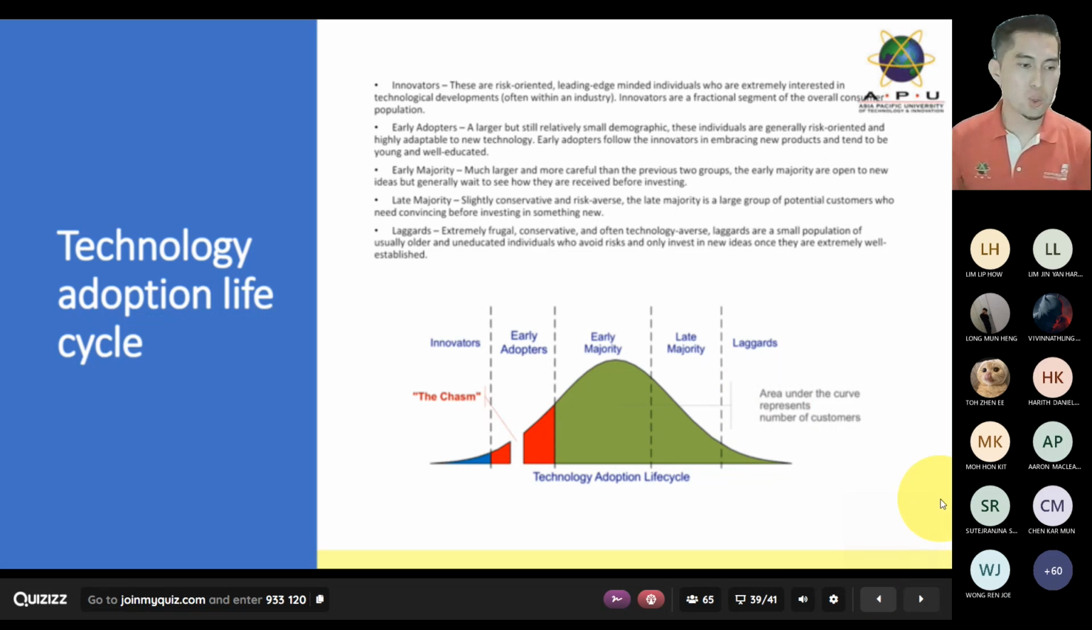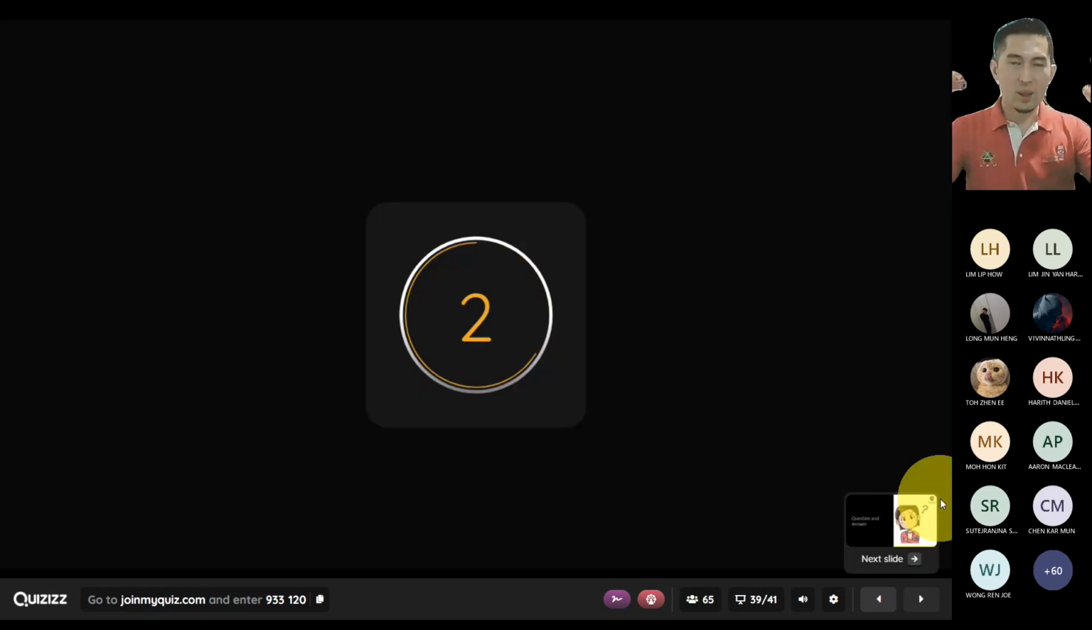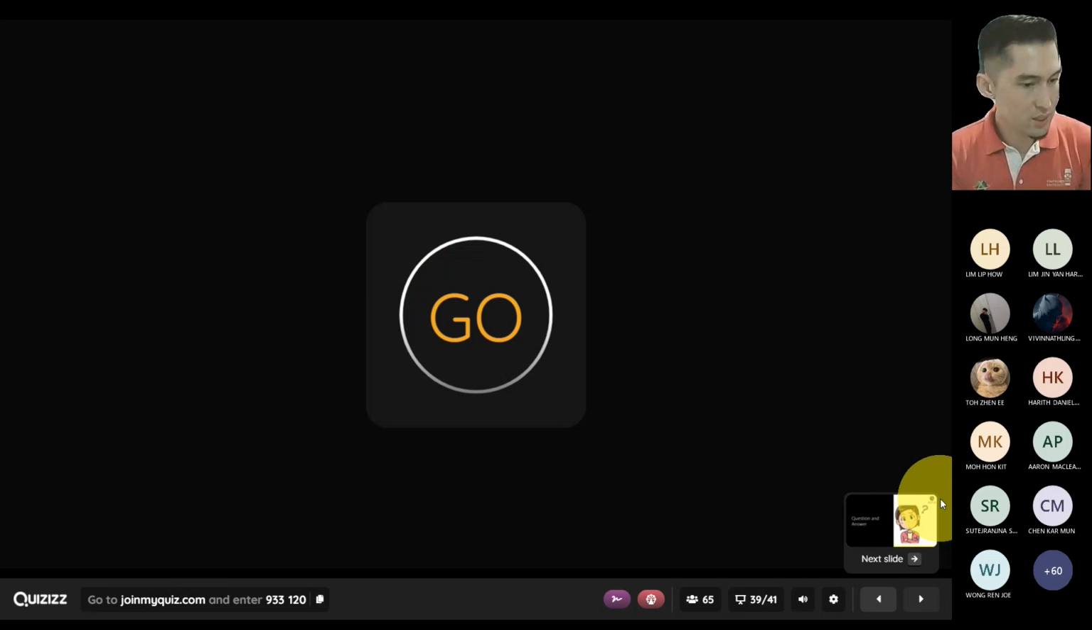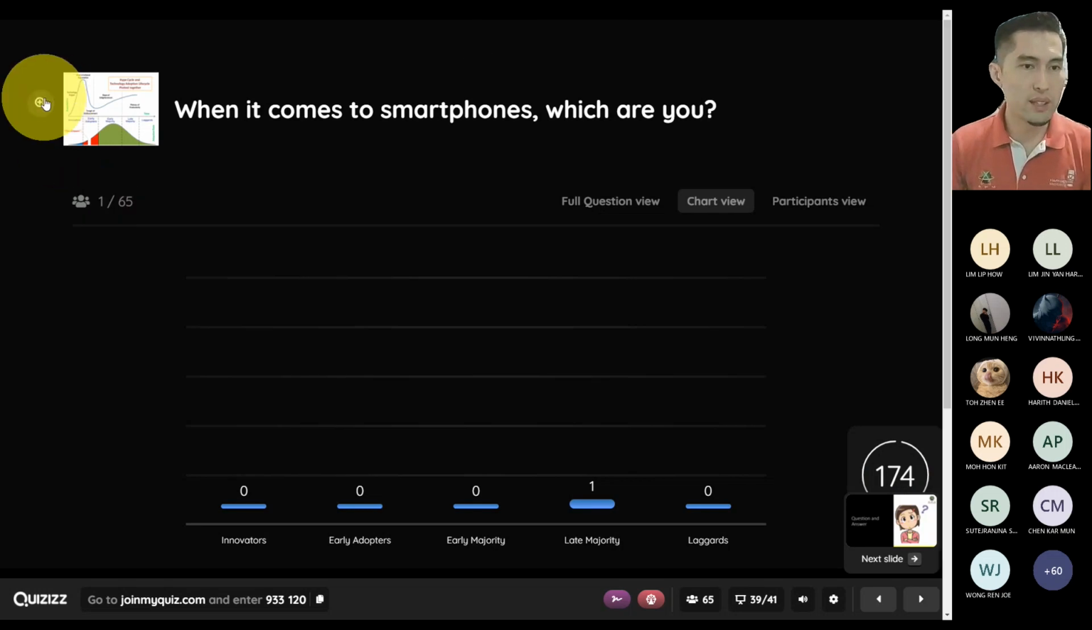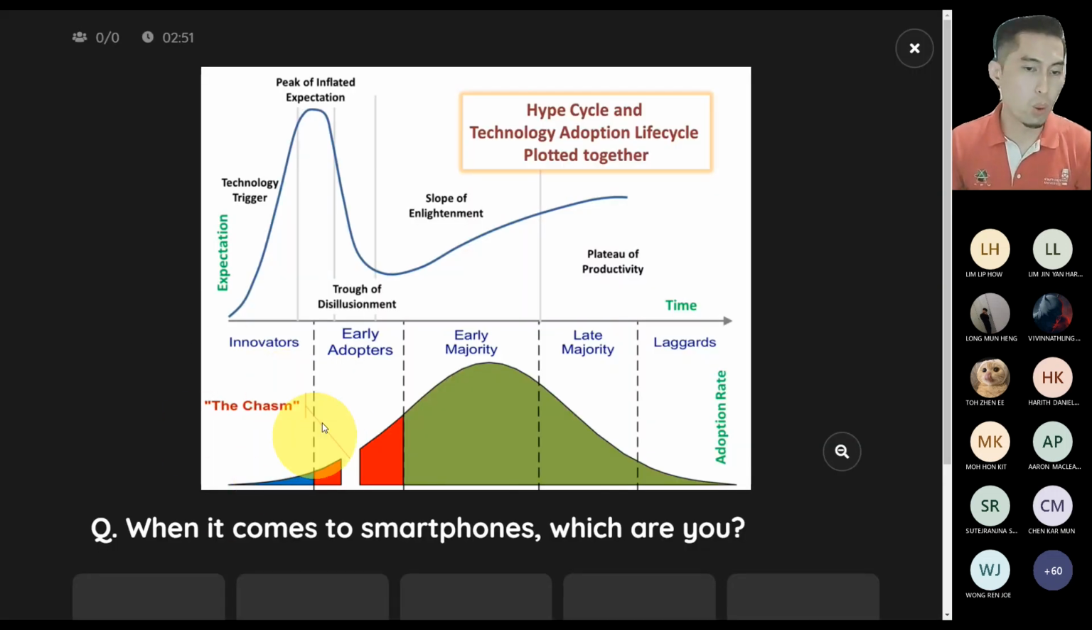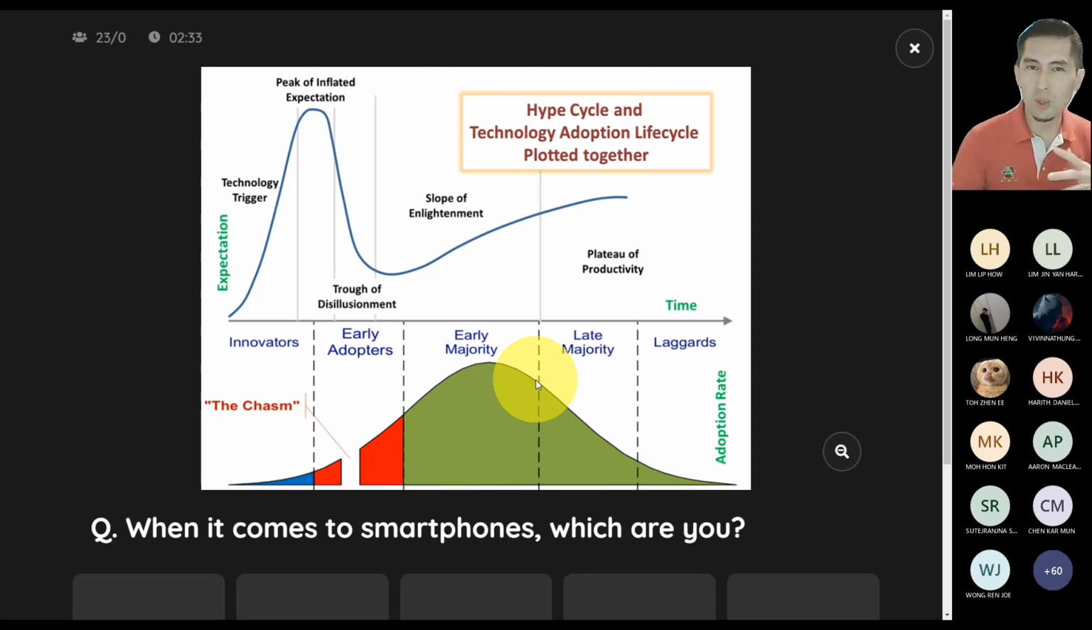So that you can relate to this technology adoption life cycle, we are almost at the end. Yeah, sorry to take a few more minutes of your time. When it comes to smartphones, which are you? Are you one of those innovators where it's very early, you would want to get hold of some form of technology, or are you one of those early adopters, right? You will follow along that line and always try to get your hands on new technology? Or are you early majority, whereby you normally wait out a bit, right? You want to hear some reviews, you want to see whether the phone is good or not.